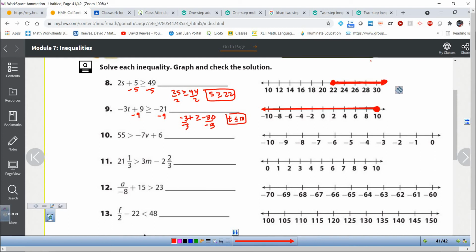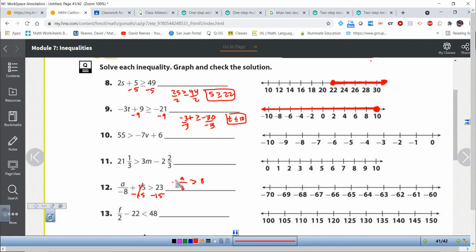Okay. All right. How about this one right here? I'm going to skip down to number 12. A divided by negative 8 plus 15 is greater than 23. All right. First thing I'm going to do is take away that 15 that was added, right? And that's going to give me, I'm going to write it over here, A divided by negative 8 is greater than 23 minus 15. That's going to give me 8.